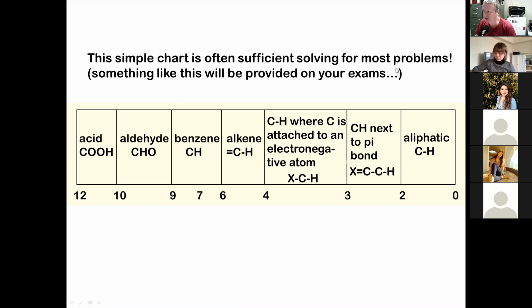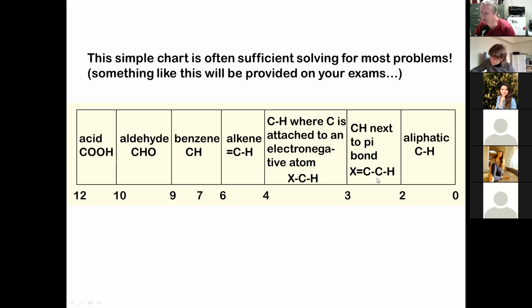It's a simple chart that allows you to almost solve any NMR problem in terms of the location on this scale. Aliphatic basically means stuff like CHs, CH3s, CH2s with nothing around them. CH next to pi bond is really cool. So what's a pi bond? What kind of organic molecules? Functional groups have pi bonds.